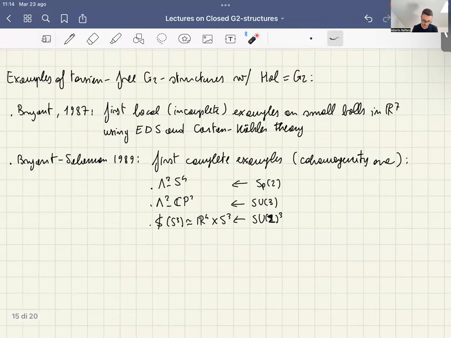And as you may guess, to show that the examples they obtained are torsion-free, they prove that since these manifolds and these examples here are simply connected and complete, there are no non-parallel one forms on the manifold, to show that the holonomy group is precisely G2. So using that criterion that we mentioned before. So what about compact examples instead?